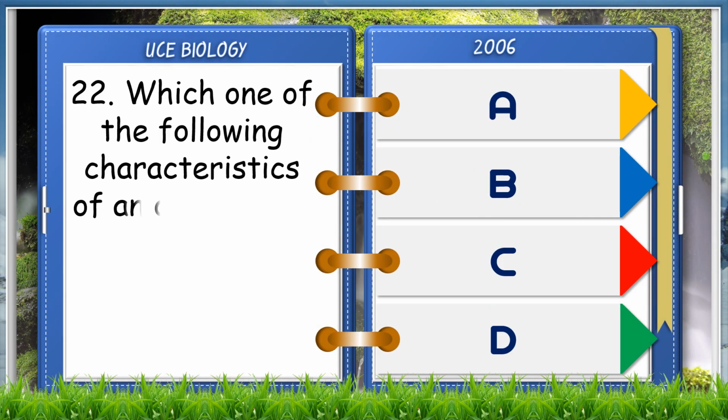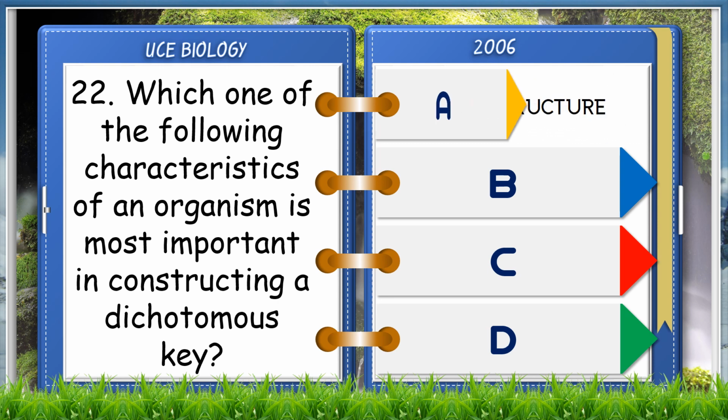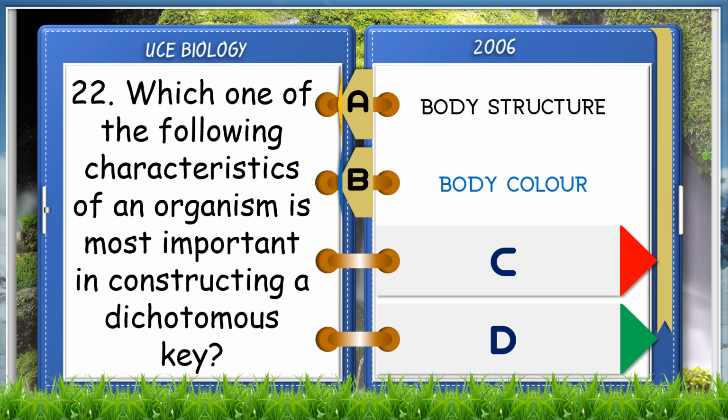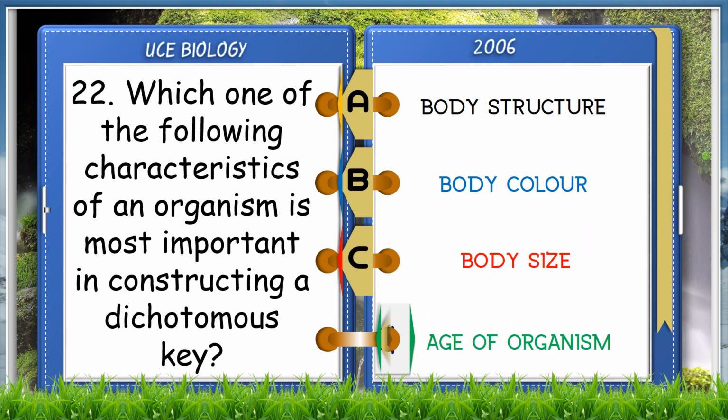Which one of the following characteristics of an organism is most important in constructing a dichotomous key? A. Body structure. B. Body color. C. Body size. D. Age of organism. The answer is A. Body structure.